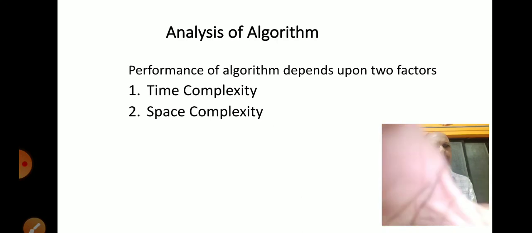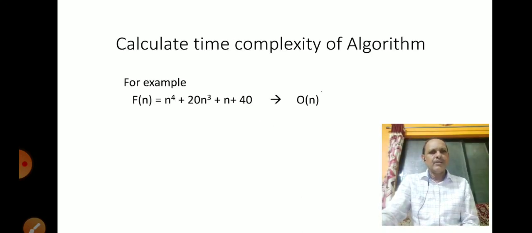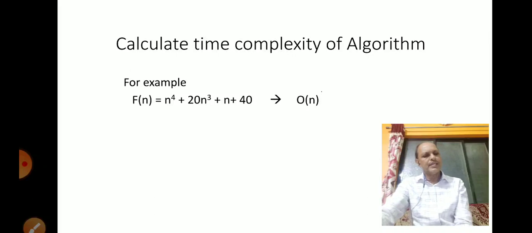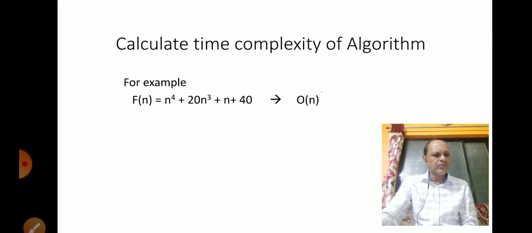So here, take the example of this polynomial, that is f of n equal to n raised to 4 plus 20n cube plus n plus 40. Now what is the time complexity of this polynomial? First, understand the basic concept of how to calculate the time complexity of a given polynomial. The term with the highest order magnitude, that is n raised to 4, is considered, and this term determines the time complexity of the function f of n.